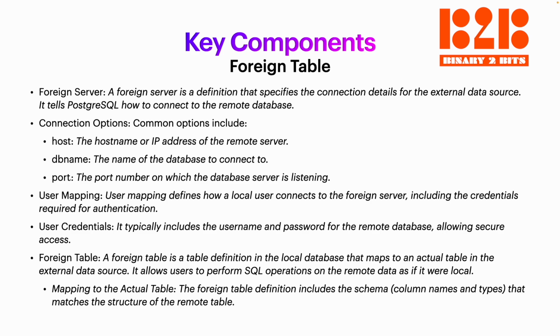It allows you to perform SQL operations on the remote data as if it were local, mapping to the actual table. The foreign table definition includes the schema, column names, and types that match the structure of the remote table. So both tables should match, or if we have a different database or different source and the data type is not matched, then we need to check the compatible data types to map, and then we can implement foreign tables in our database.